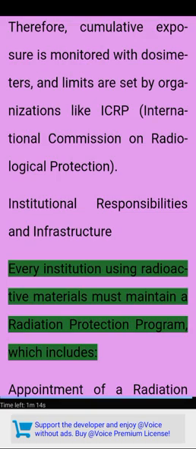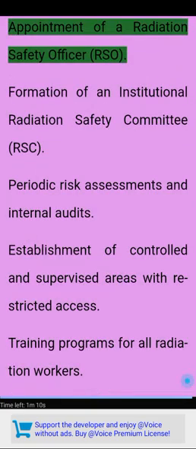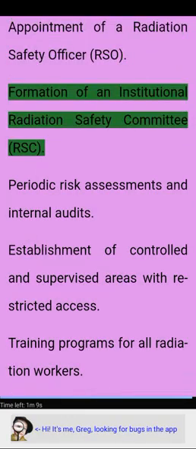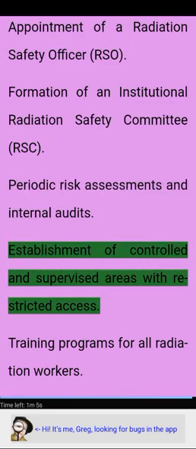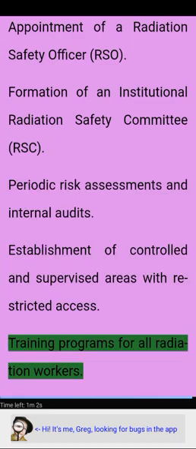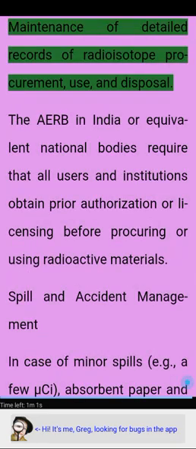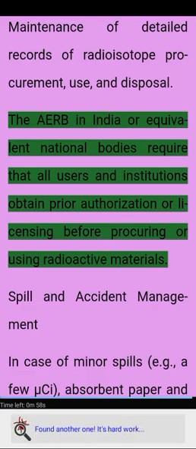Every institution using radioactive materials must maintain a radiation protection program, which includes appointment of a radiation safety officer (RSO), formation of an institutional radiation safety committee (RSC), periodic risk assessments and internal audits, establishment of controlled and supervised areas with restricted access, training programs for all radiation workers, maintenance of detailed records of radioisotope procurement, use, and disposal. The AERB in India or equivalent national bodies require that all users and institutions obtain prior authorization or licensing before procuring or using radioactive materials.